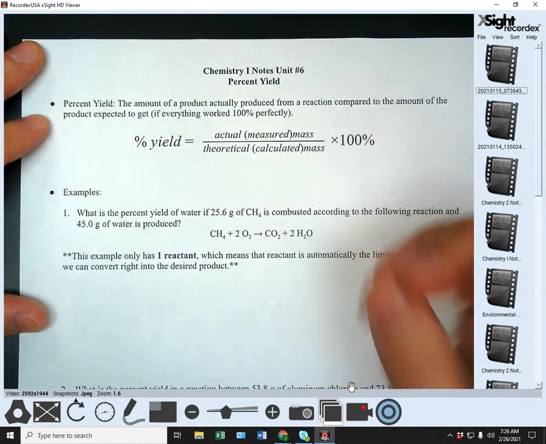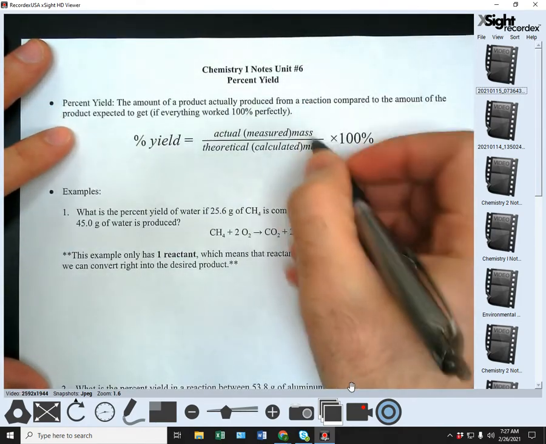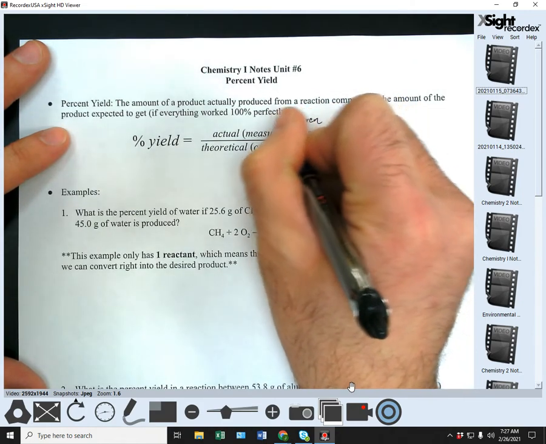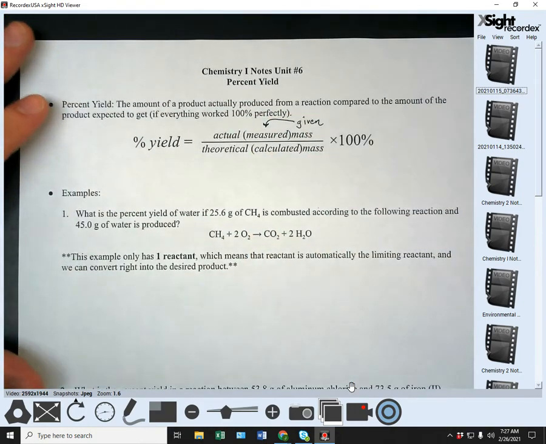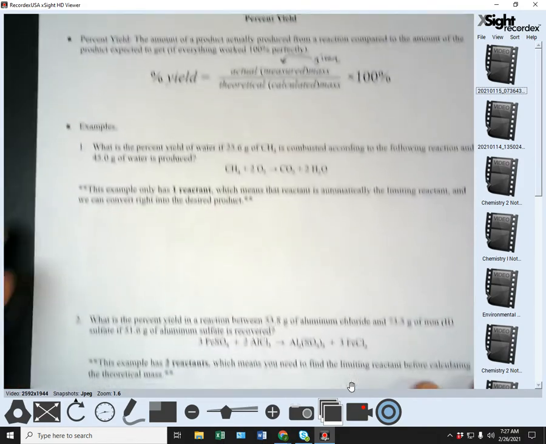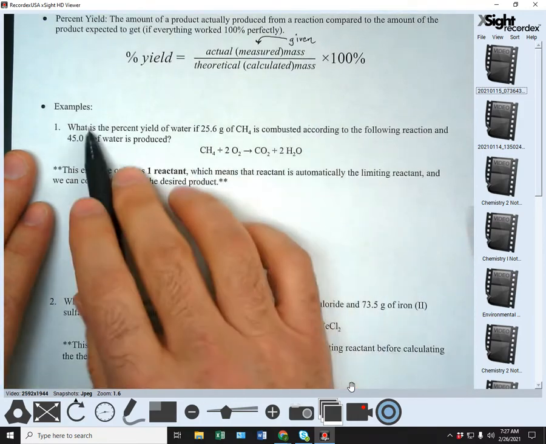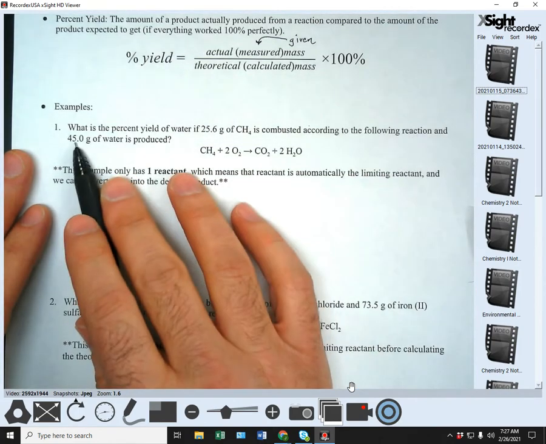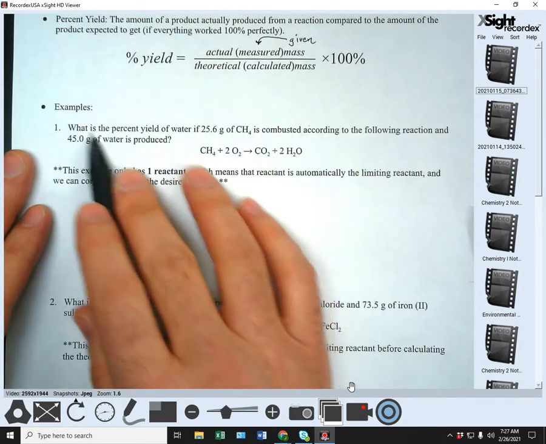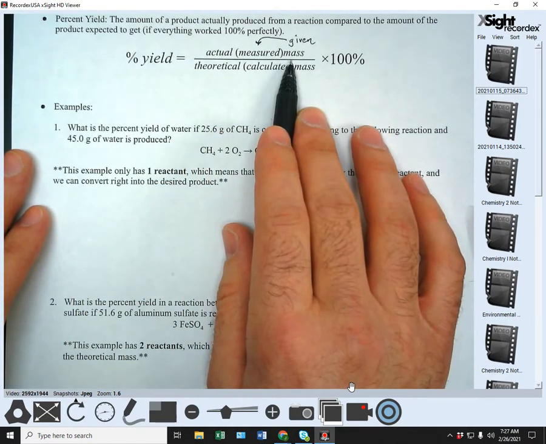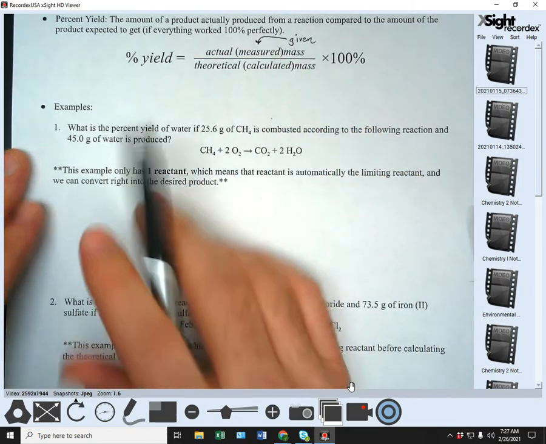Now for us with homework, the actual amount will be given to you. It'll say in the problem something like so much of a thing is produced. So for example, in number one here, what is the percent yield of water if 25.6 grams of CH4 is combusted according to the following reaction, and 45.0 grams of water is produced? The 45.0 grams of water is the actual amount of water that was produced, like if you're doing it in a lab or whatever.